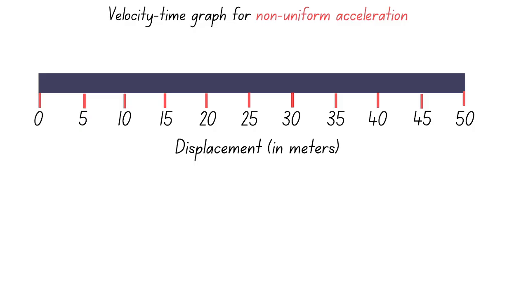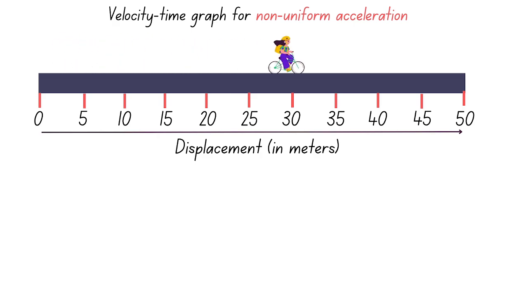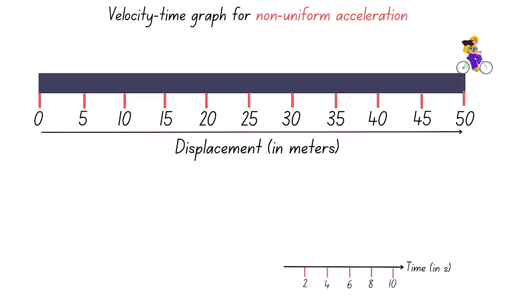Can you guess the nature of the velocity-time graph for non-uniform acceleration? Look at the cyclist, moving sometimes fast, sometimes even faster, with non-uniform acceleration. Obviously, the velocity-time graph will be a curve.